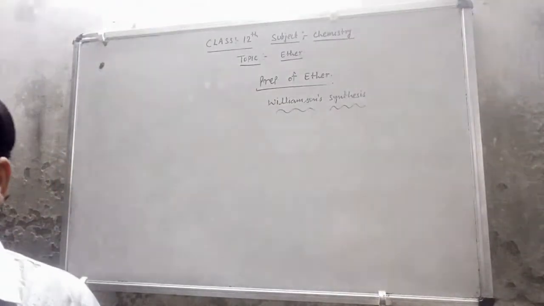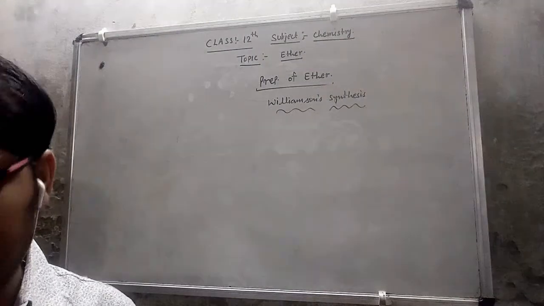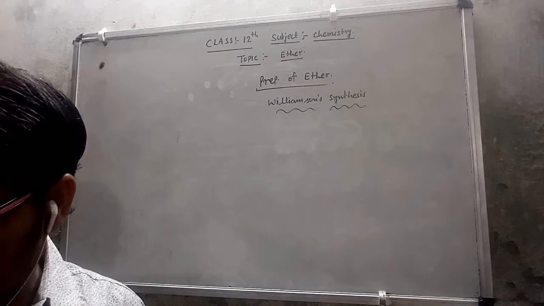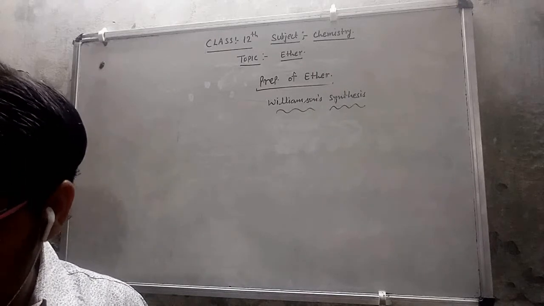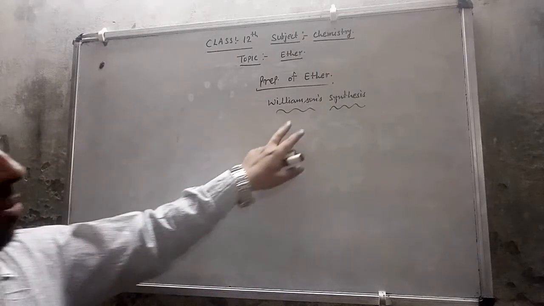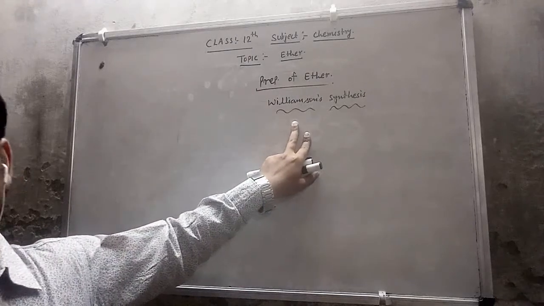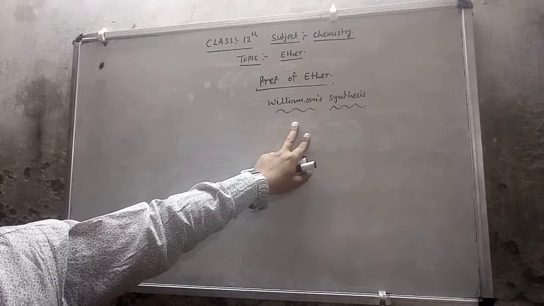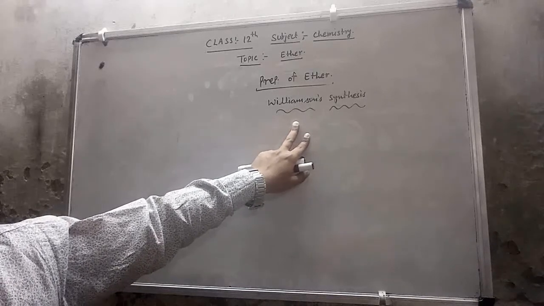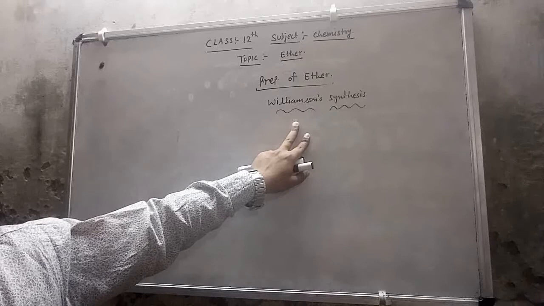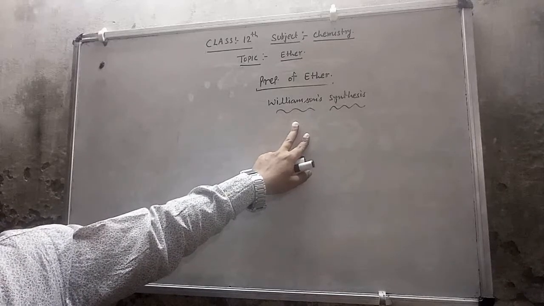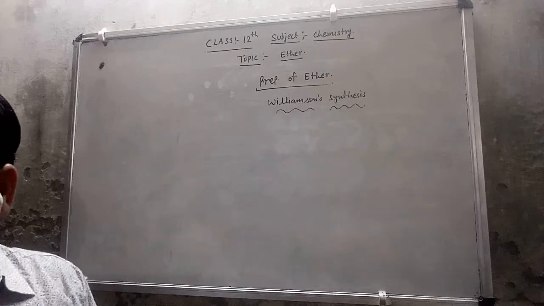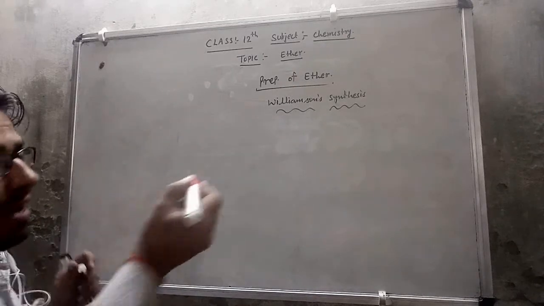Now, this is a laboratory method of the preparation of ether. Both the symmetrical and unsymmetrical types of ether we can make with this method. In this reaction, sodium alkoxide is a nucleophile that attacks the alkyl halide by the SN2 process and ether will form. I will discuss the sodium alkoxide and alkyl halide.